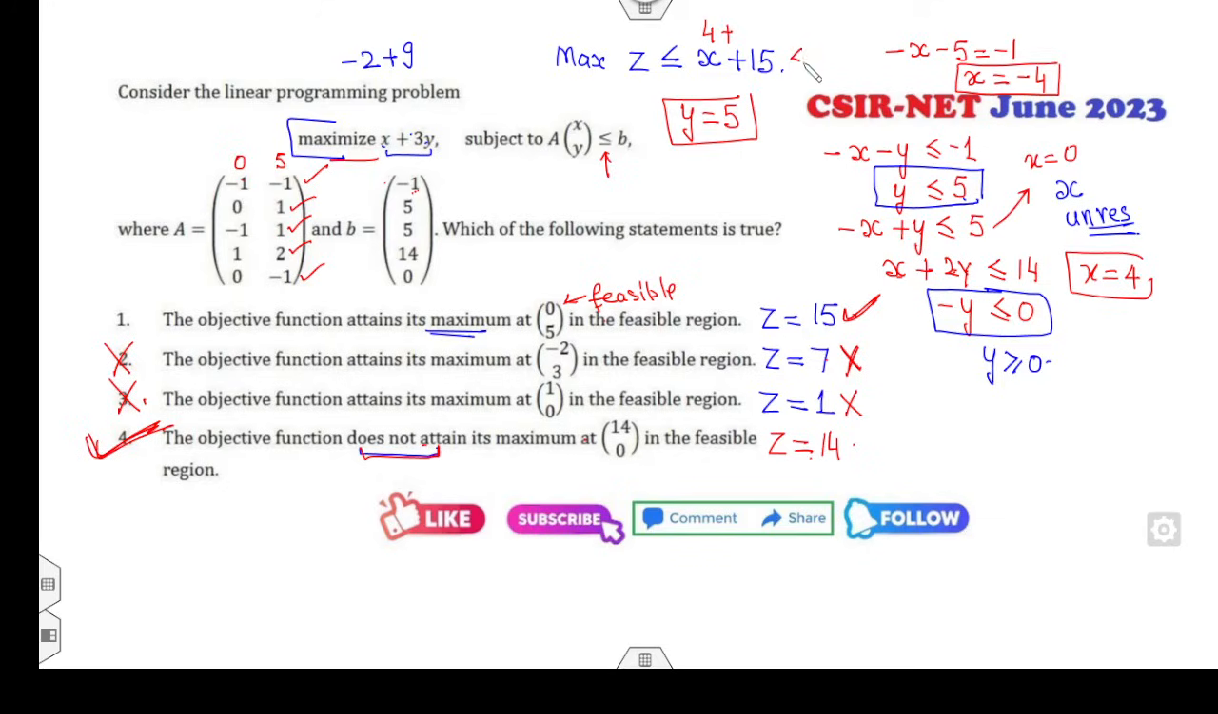So with 4, z will be less than or equal to 4 plus 15, that is 19. So 15 is not the optimal solution. So the right answer is only D for this problem. Fine. Is it okay?